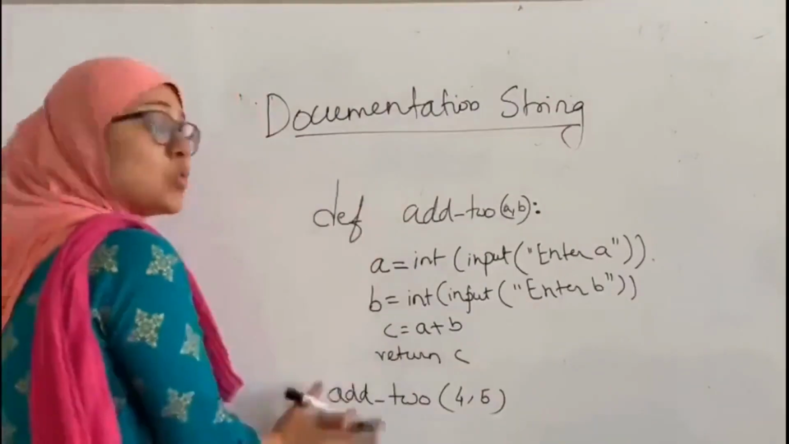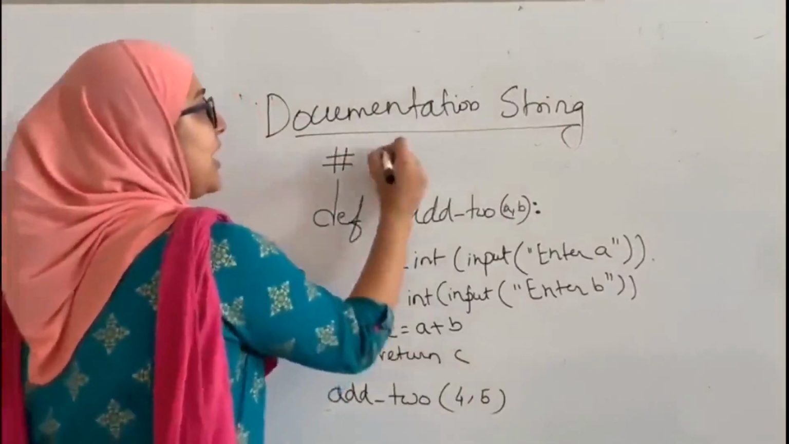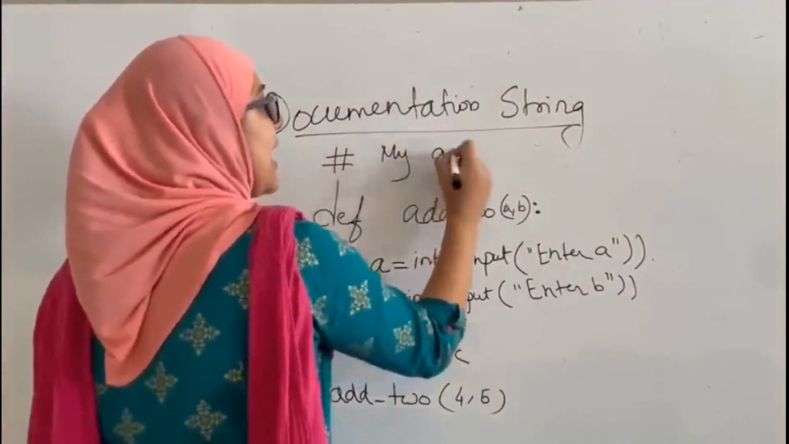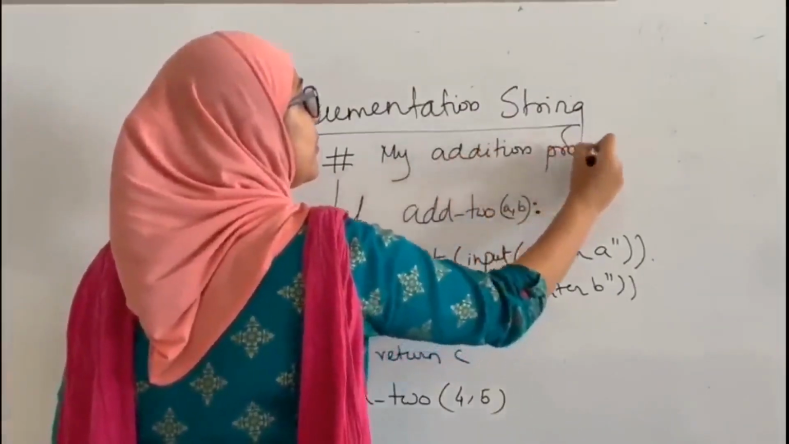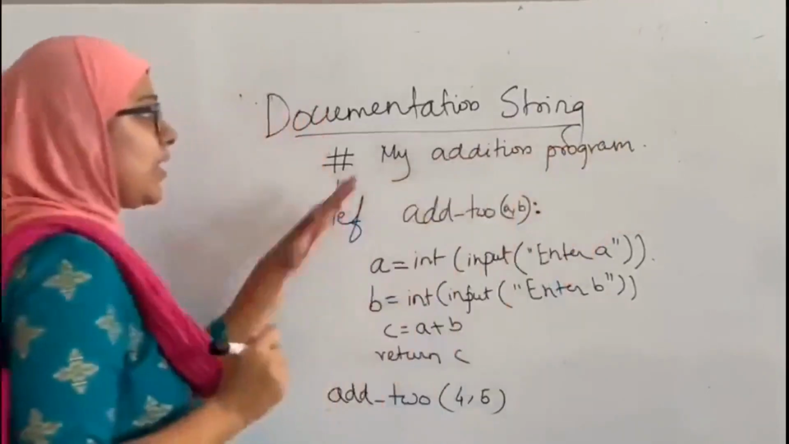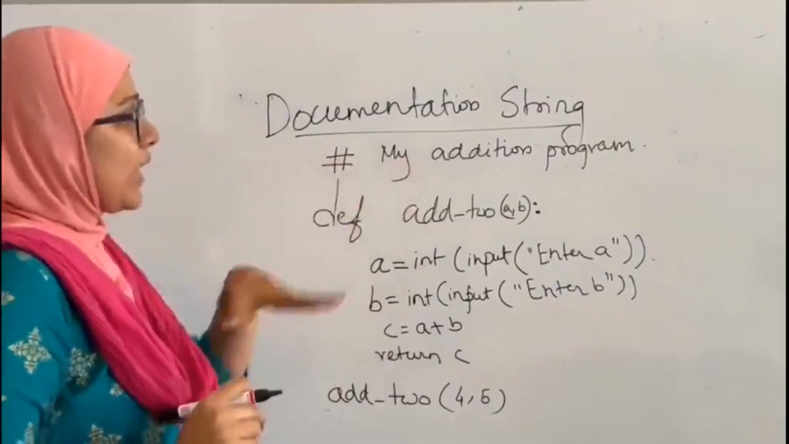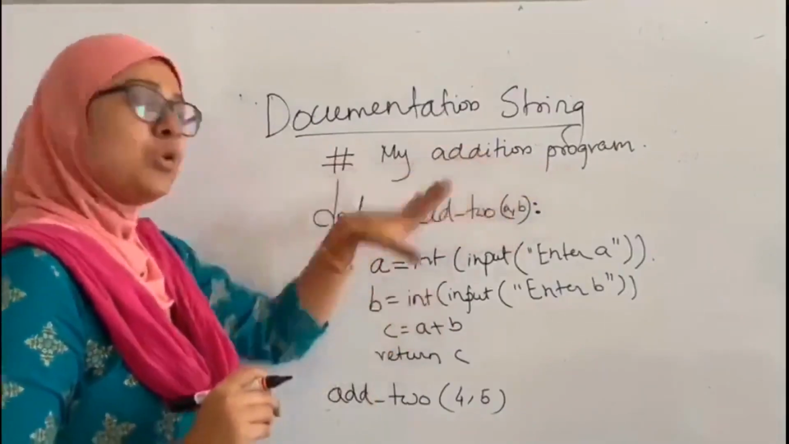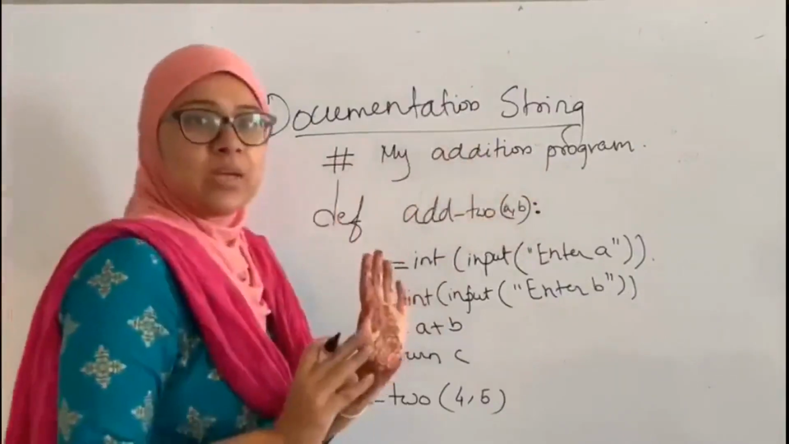Now in this code, if you want to add a comment, we can give a hash and write my addition program. Okay, this way you can write. So it will be a comment which won't be shown in the output, but for me, by reading this line, I understood, okay, this is an addition program. It's only for the programmer who is programming it.